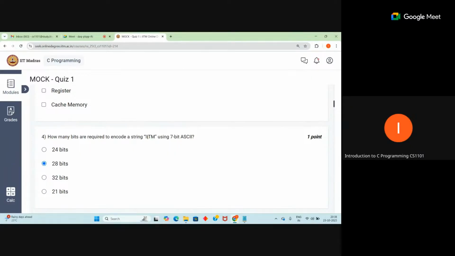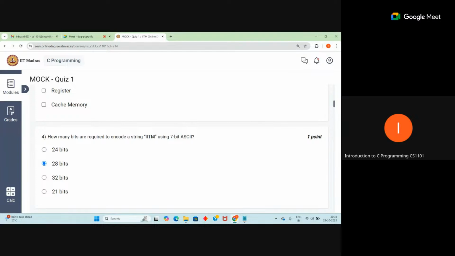Like in the IITM, only English letters are there. Only 26. If it is a capital IITM, it will be 26. If it is a small IITM, another 26. So only 52 different symbols are there in the English language.